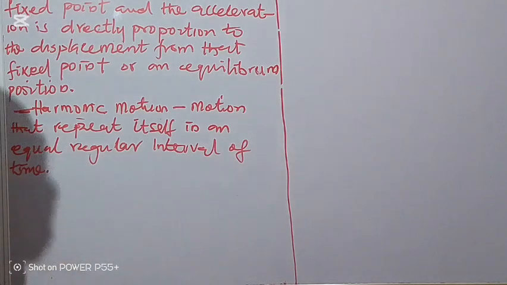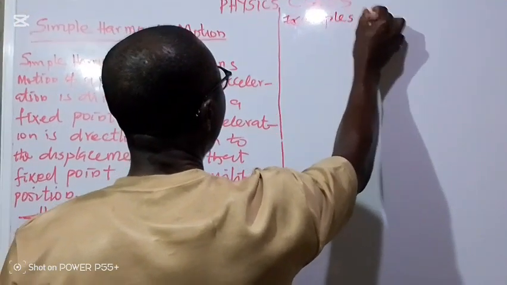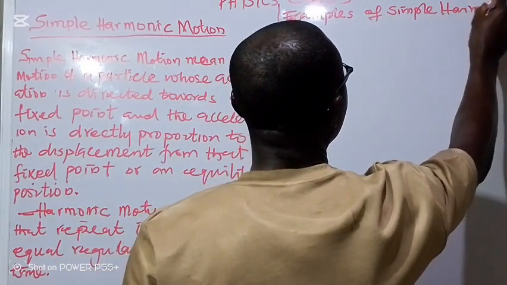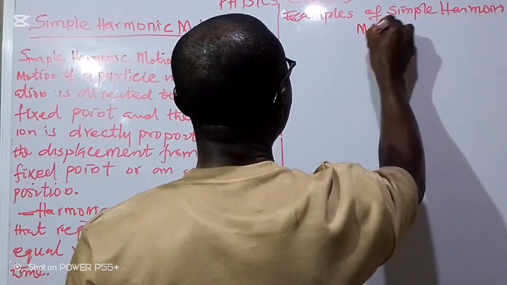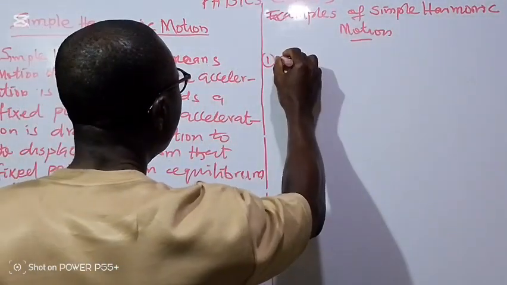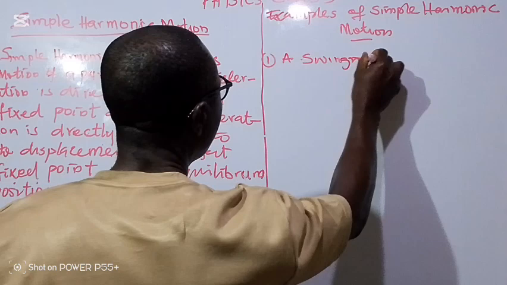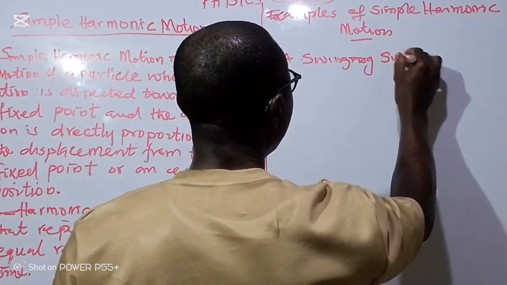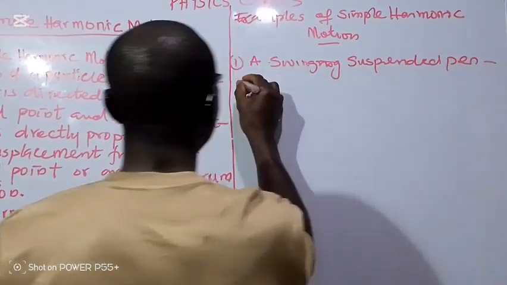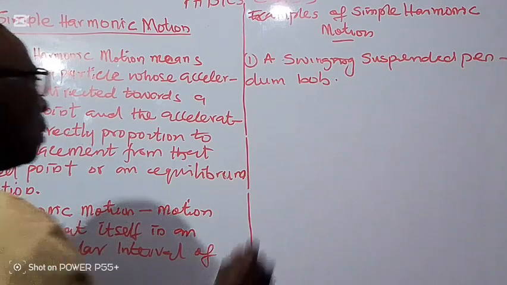Now, examples of simple harmonic motion. Example 1: the first example is a swinging suspended pendulum bulb. That is a swinging suspended pendulum bulb.